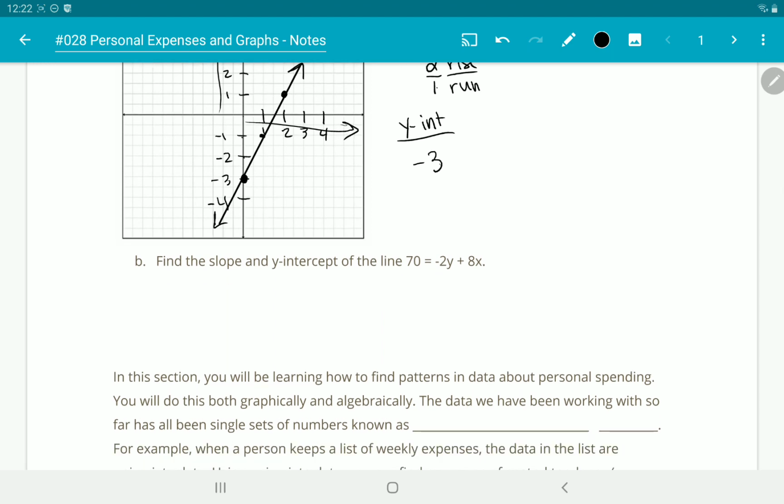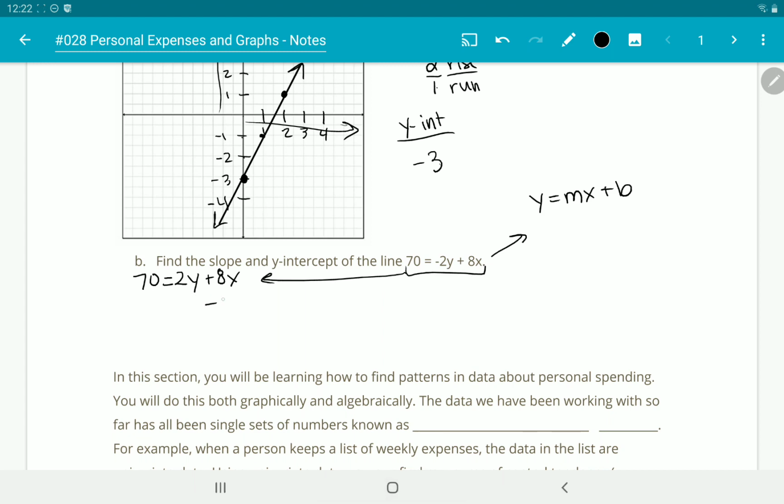And then on part B, again for a warm-up, it says to find the slope and y-intercept of the line 70 equals negative 2y plus 8x. So we need this to be in the form y equals mx plus b. So we need to solve for y. In order to solve for y, we need to get y on its own. I just realized I did not put an equal sign there. So instead of subtracting 70, let me make sure I'm copying the problem down right first.